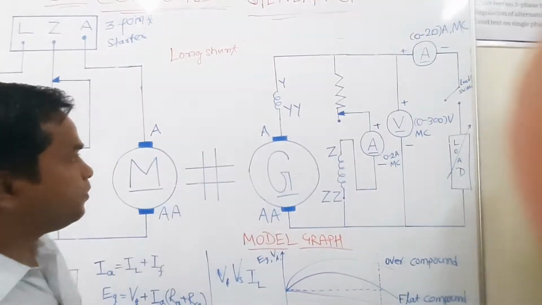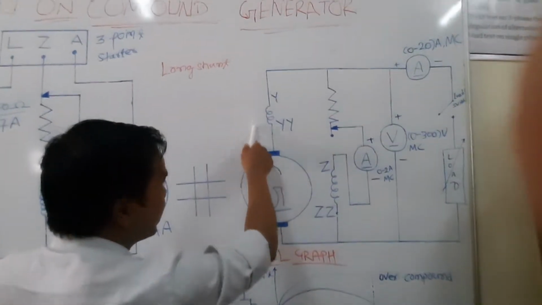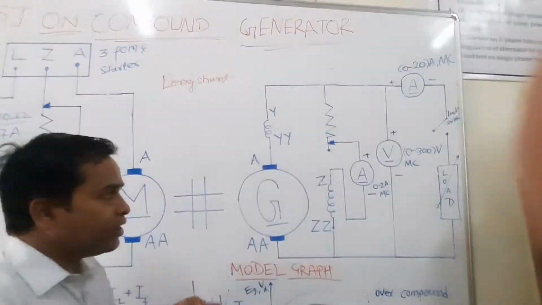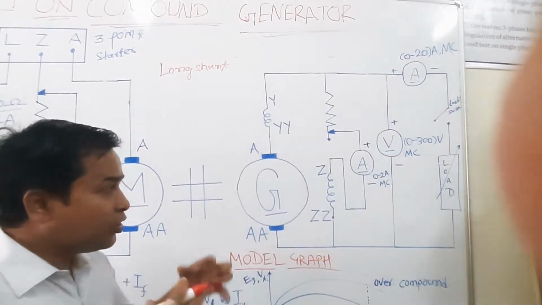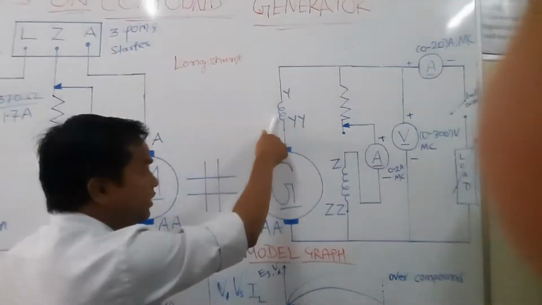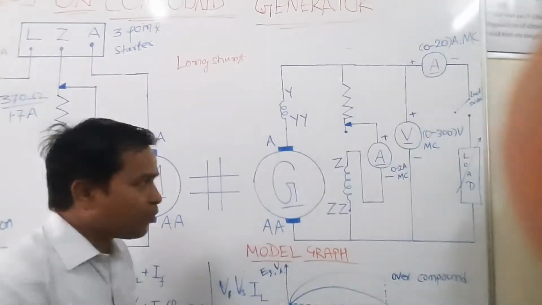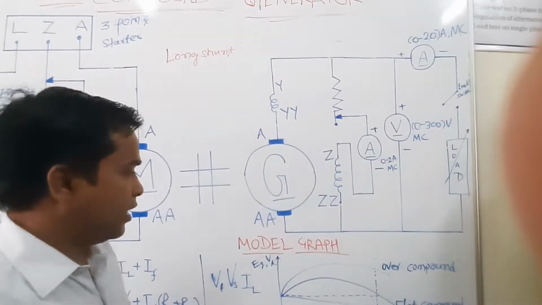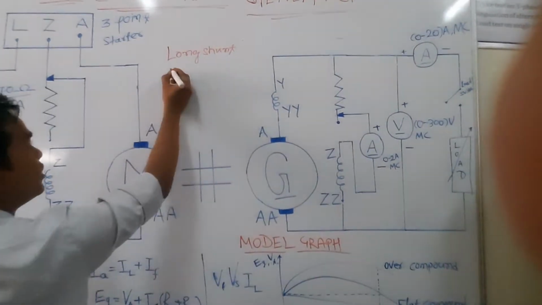Next, the action here and the action here, something is going on here and something is going on here, how they are interacting with each other. On the basis of the nature of interaction between here and here, we have two different types of compound generator. One is cumulative and another is differential. In this experiment, we are considering cumulative.